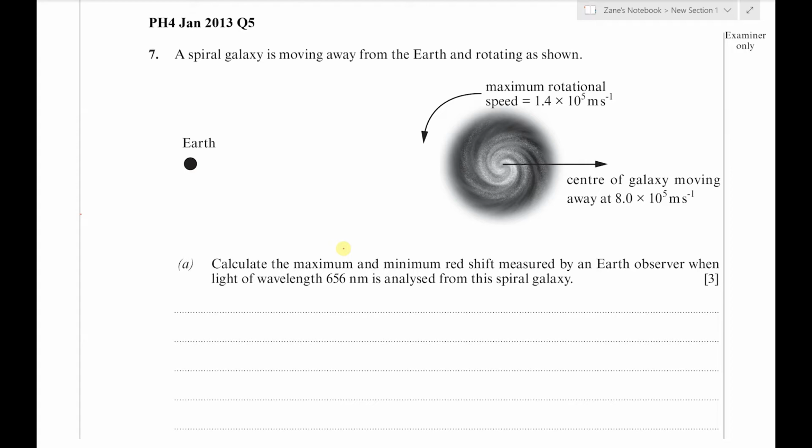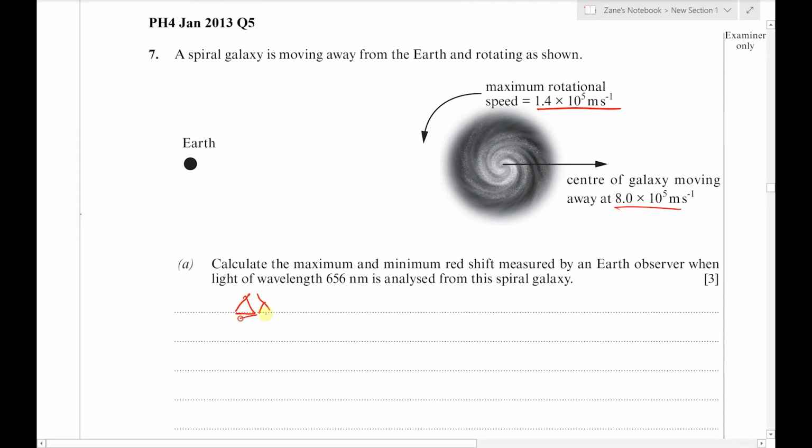What we've got in this question is a spiral galaxy moving away from the Earth and rotating as shown. So we can see that this spiral galaxy is rotating at 1.4 times 10 to the 5 meters per second. But the centre of mass of this galaxy is moving away from us at 8 times 10 to the 5 meters per second. We've got to calculate the maximum and minimum redshift measured by an Earth observer when light of wavelength 656 nanometers is analysed from this spiral galaxy.